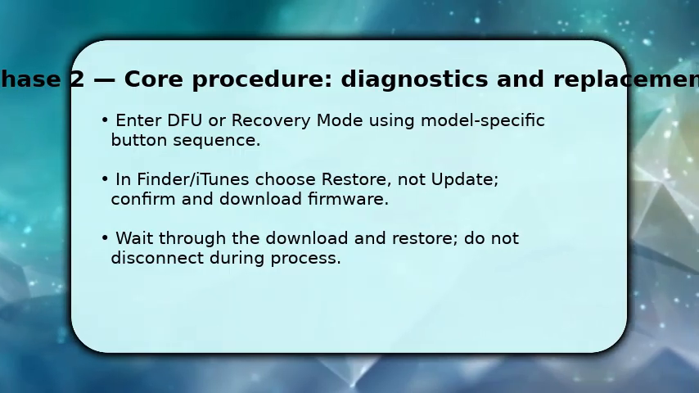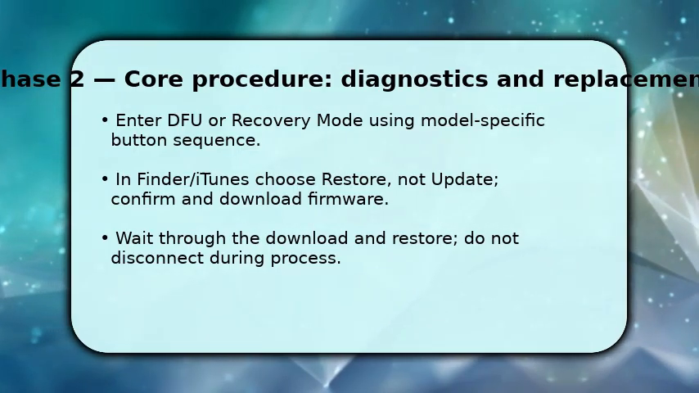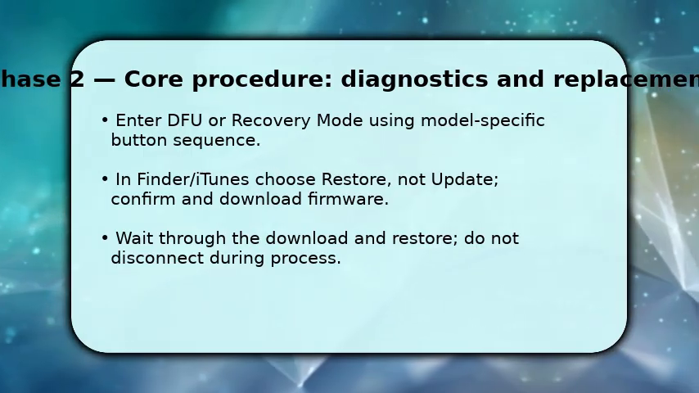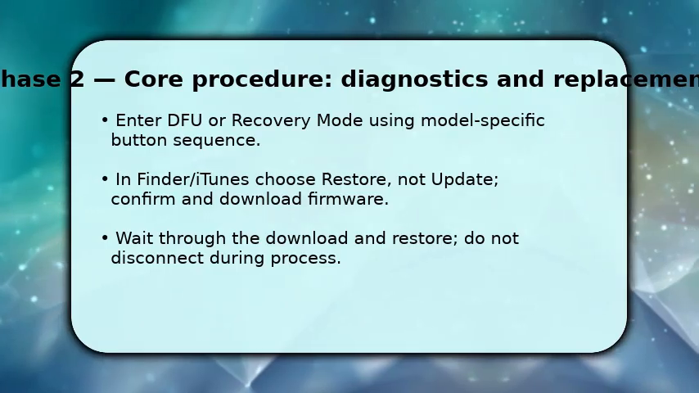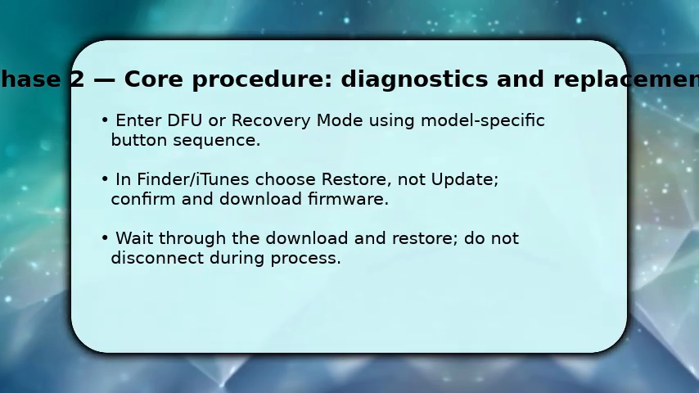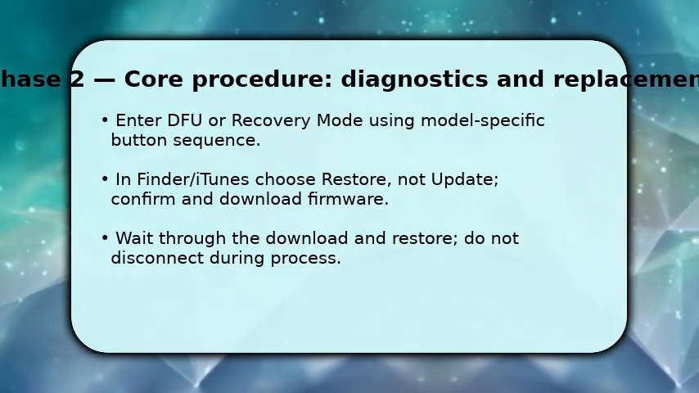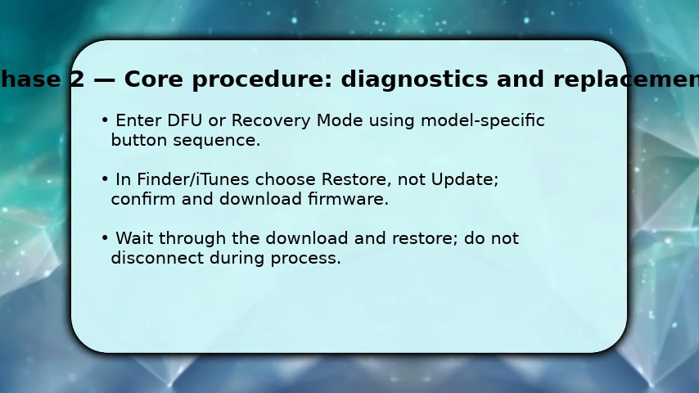Make sure you allow the full download and installation, which can take 15 to 45 minutes depending on speed. If the download fails, retry. If errors repeat, reboot the computer and repeat the sequence. This detailed middle step ensures a clean, factory-grade wipe.